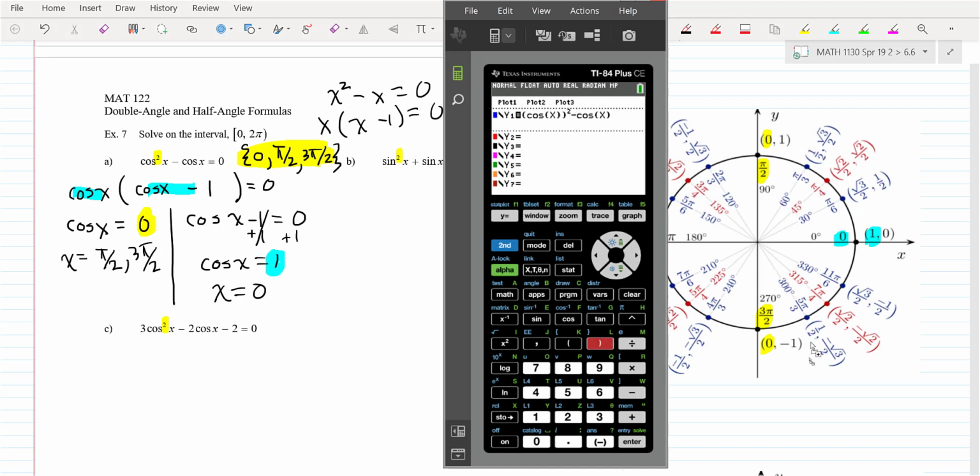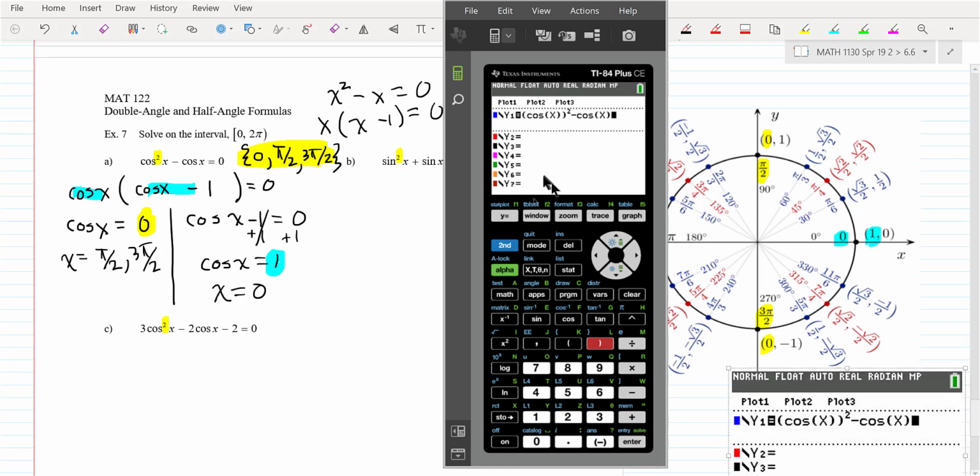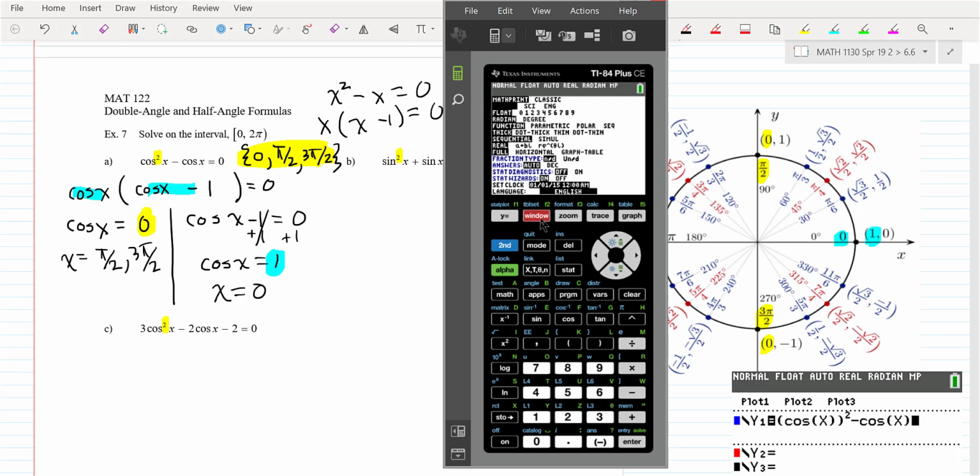So the first thing we want to do is just get the function put in. And then you want to make sure you're in radian mode. So check and make sure you're in radian mode. And for the window, since we're solving the equation on 0 to 2 pi, that's what I want you to put in. I want you to go 0, x max will be 2 pi. And it doesn't matter what you scale by. You can scale by 1 if you want to.